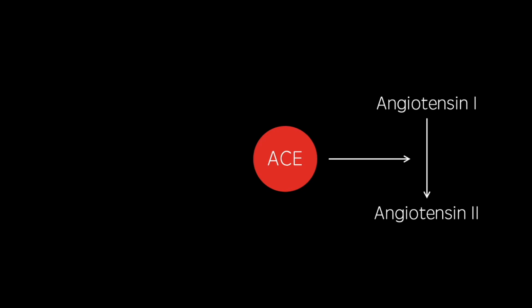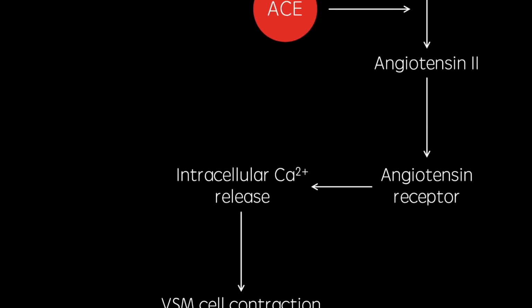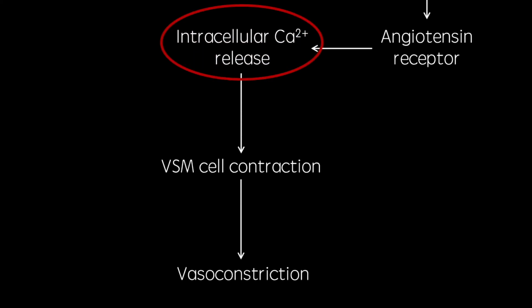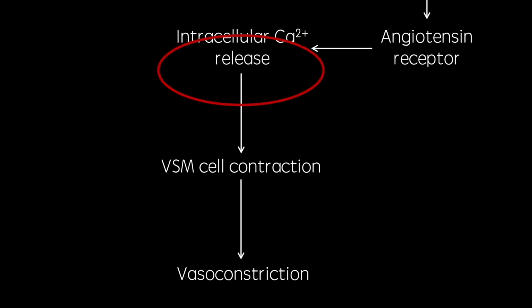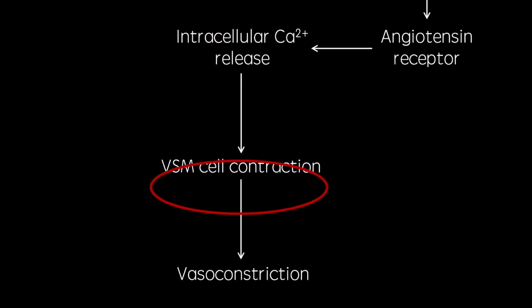The next class of drug I'm going to discuss are the ACE inhibitors. ACE, or angiotensin converting enzyme, converts angiotensin 1 to angiotensin 2, which activates angiotensin receptors on vascular smooth muscle cells. These are Gq coupled, meaning their activation results in an increase in intracellular calcium. For more information on G protein coupled receptors, you can see my dedicated video, the link for which I'll provide below. This calcium increase causes the vascular smooth muscles to contract, leading to vasoconstriction.